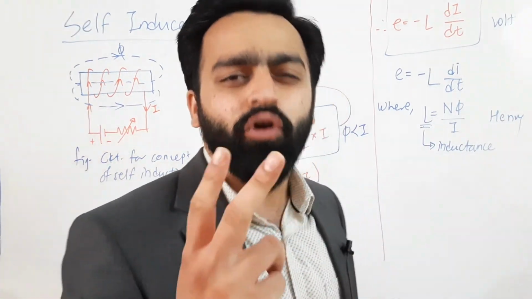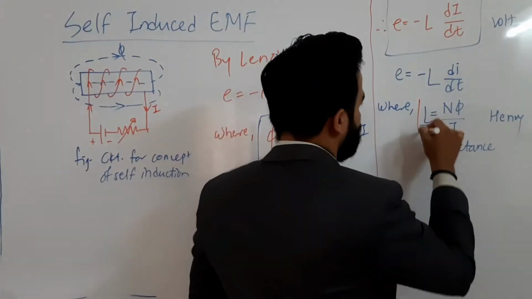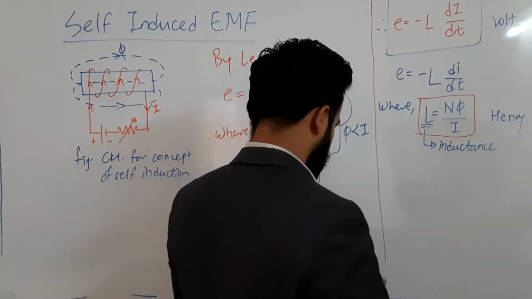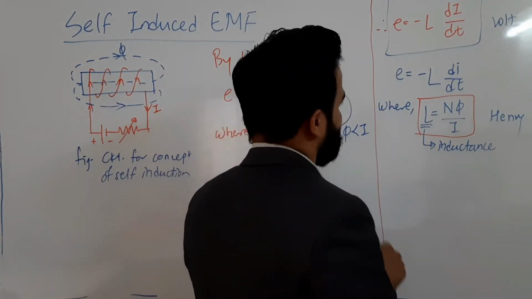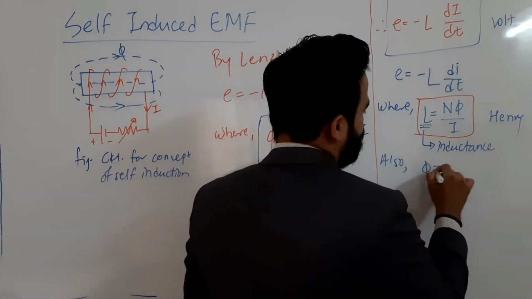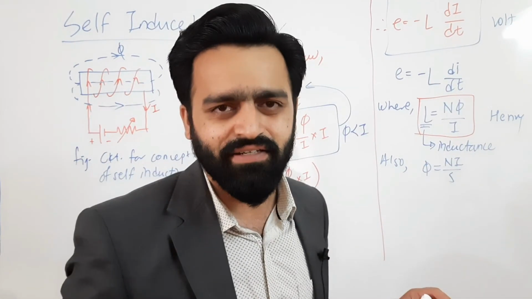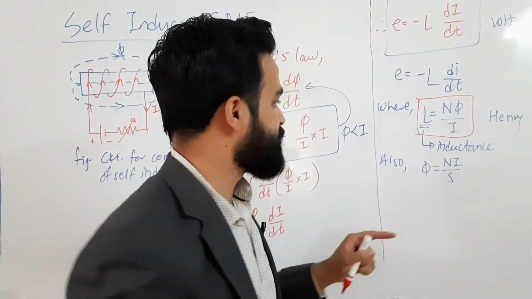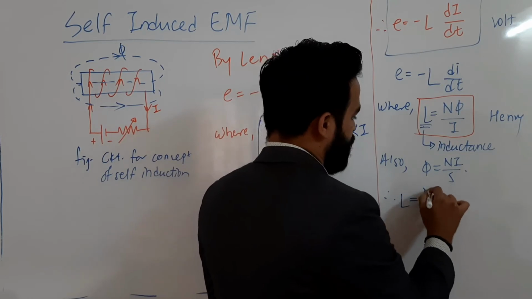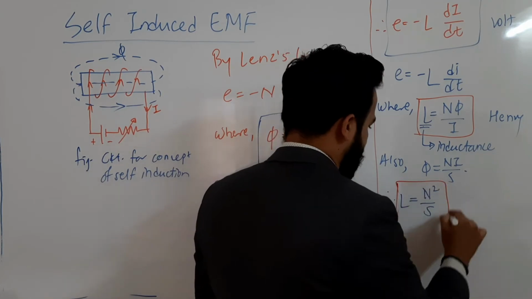Now I'll take 2 more minutes from you and we need to write a few more equations of L. Also, phi is equal to Ni by S. I hope you remember this. Flux is equal to mmf upon reluctance. So we'll substitute this equation in this equation. Therefore, what I'll get is L is equal to n square by S.